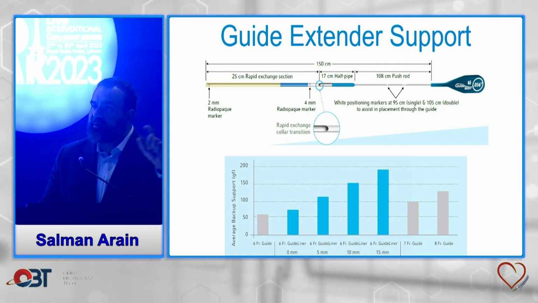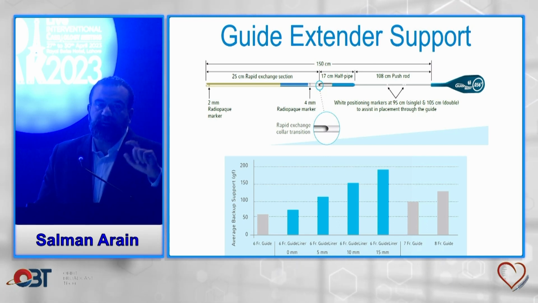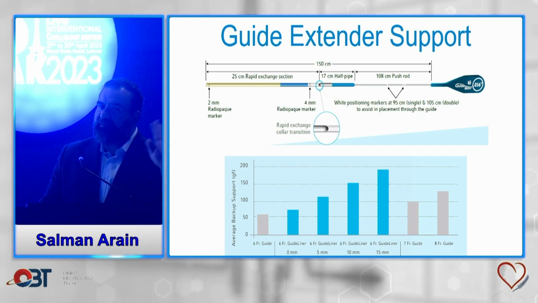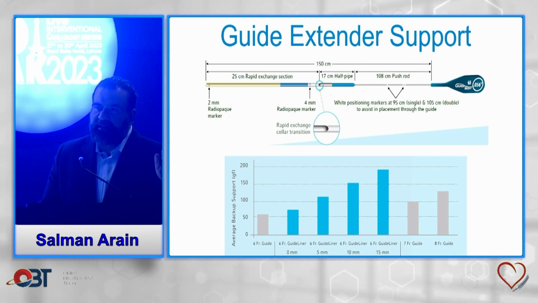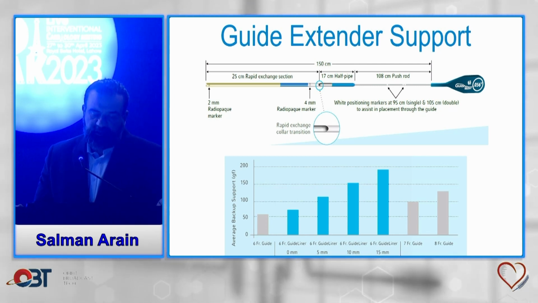So many of us do cases with the radial. So rather than say, well, we're having guide support issues and try to use something like a 7 or 8 French with the femoral, you can actually use a guide liner. And the deeper you go in with the guide extender, the more support you get. So this I thought was interesting.